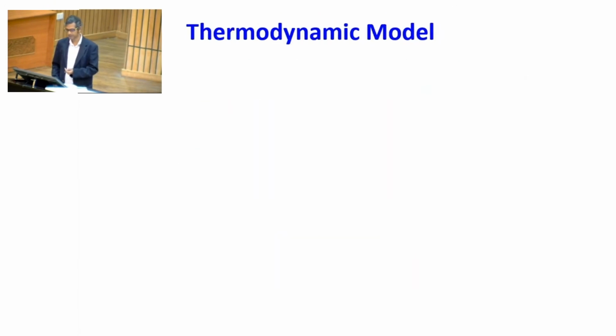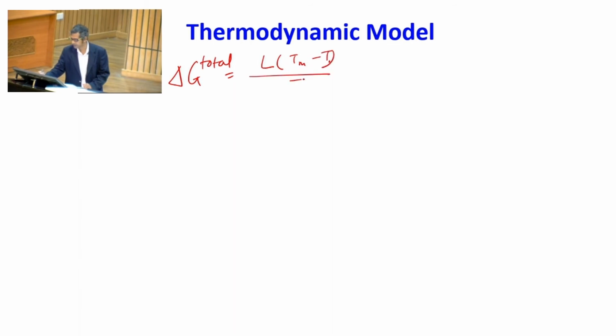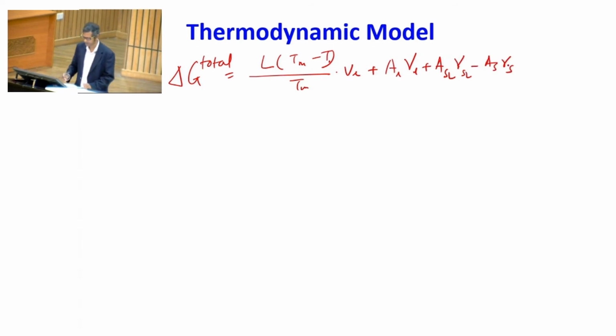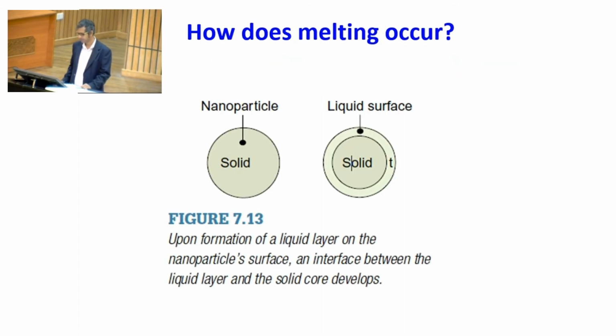Okay, again I am showing you these aspects. So now, I will write down again the whole thing. G total is L into (Tm minus T) divided by Tm into V_L, plus A_L gamma_L plus A_SL gamma_SL minus A_S gamma_S. Am I clear? So now how do you calculate A_L, A_SL and A_S? How do you calculate that? Let us do that.